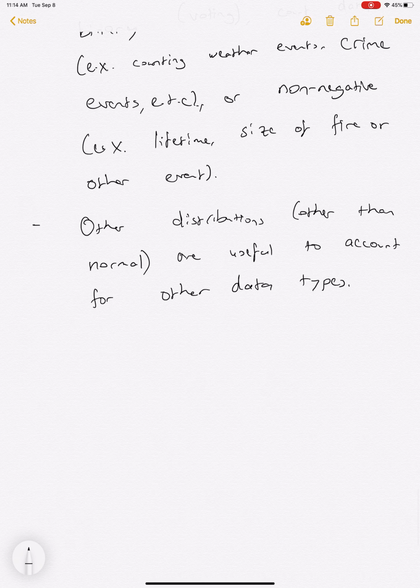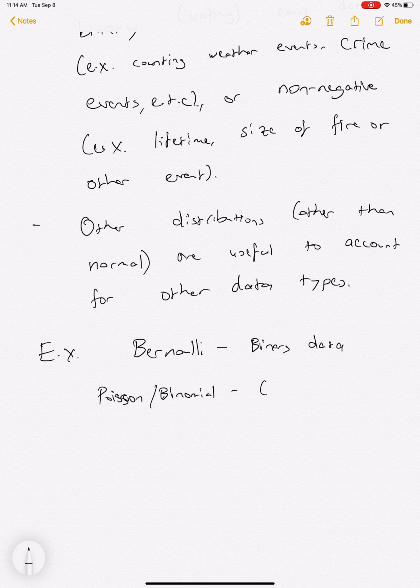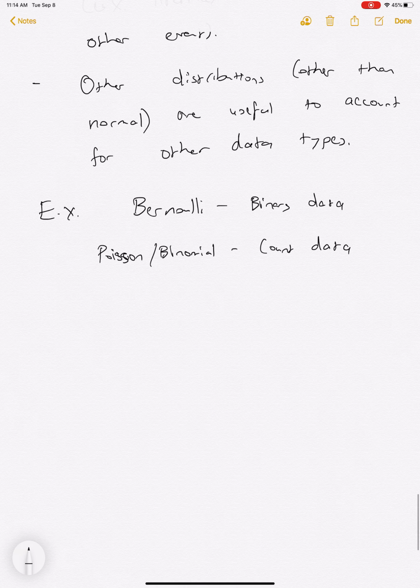Okay, so for example, Bernoulli, that's perfect for binary data. Poisson or binomial, they're very good for count data. There's many others, and if you have non-negative data, you might consider the exponential or the gamma distribution for non-negative data.